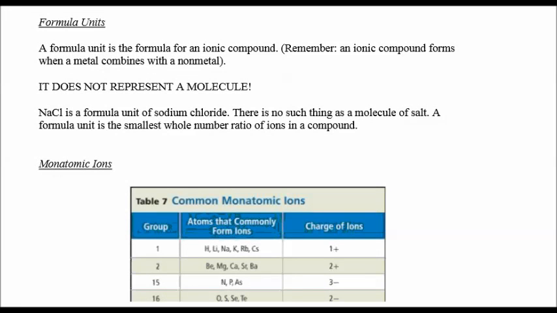This is video lecture 2 for chapter 7. We're looking at what we call a formula unit. A formula unit is the formula for an ionic compound. And we have to remember that an ionic compound forms when a metal combines with a non-metal.